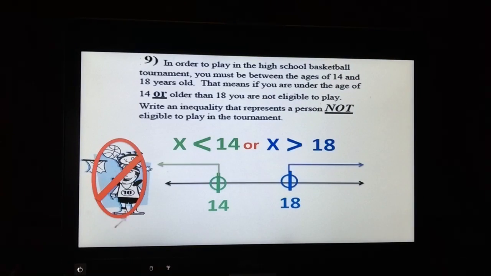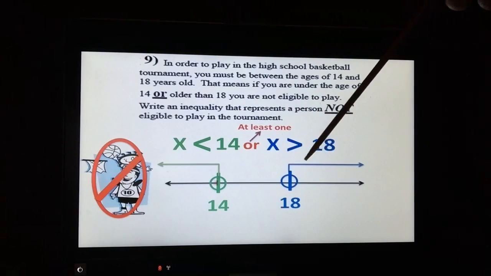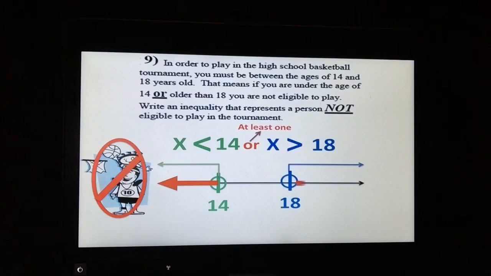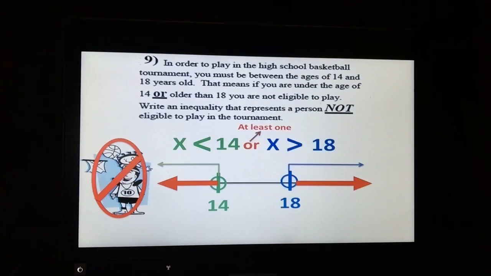All right, or means that at least one shading. So there is at least one shading over here. There is at least one shading over here. So we're going to count that as our solution. We are not counting 14 and 18 because those are open circles. All right, so this is what the graph looks like.